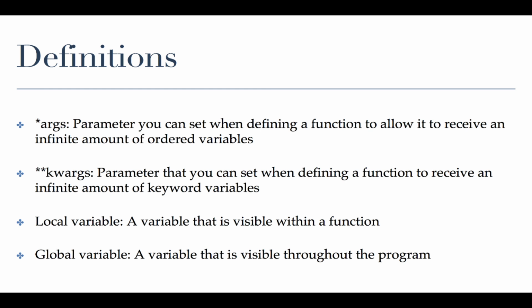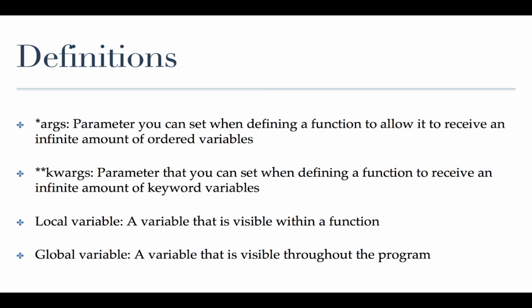So here are our definitions, guys. Asterisk args is a parameter that you can pass into a function when defining it, and it'll allow you to pass through an infinite amount of ordered variables. So you can have your parentheses when you're calling that function just have a bunch of different values put into it, and it's not going to break saying it doesn't know what to do with those parameters because you haven't named them. So it can accept an infinite amount of parameters to then deal with as you see fit.